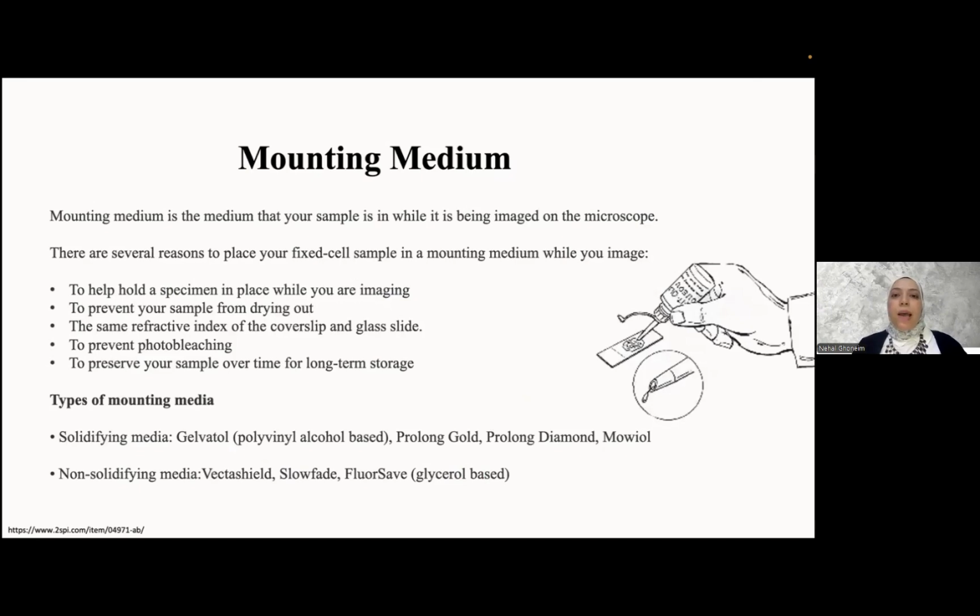So what is the importance of mounting media, and why do we use mounting media? There are several reasons to use them: to help hold the specimen in place while they are imaging, to prevent your sample from drying, to match the refractive index of the cover slip and the glass slide, to prevent photobleaching, and to preserve your sample over time for long-term storage, as I mentioned.